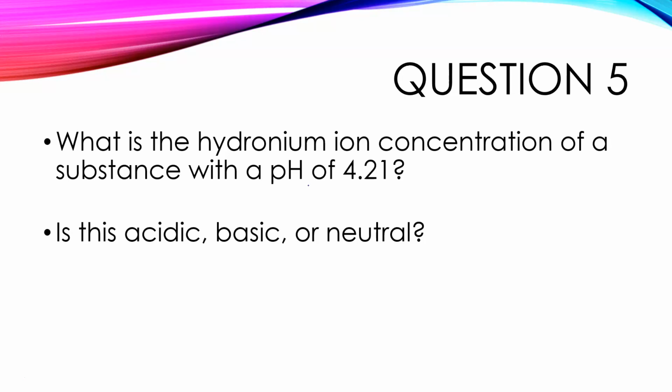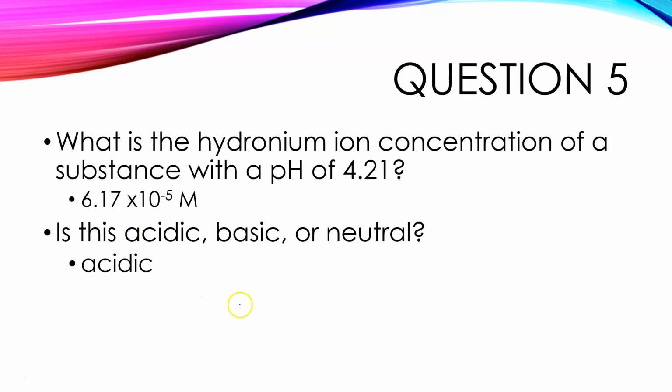Question number 5 asks us, what is the hydronium ion concentration of a substance with a pH of 4.21? Is this acidic, basic, or neutral? Pause the video and come back when you're done. So for this problem, you should have gotten a correct answer of 6.17 times 10 to the negative fifth molar as your hydronium ion concentration. And you should have quickly determined that this was acidic because the pH of the substance is less than 7.